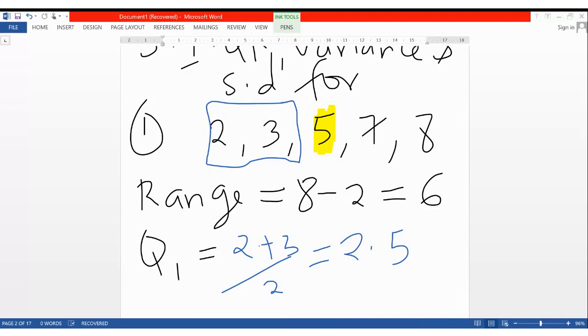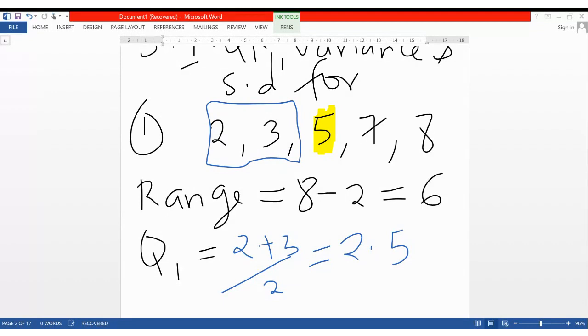So I've seen in the example that I gave you, I had made a mistake. I think I'll be rectifying that. In this example, I think you'll be able to get it. So that is 2.5.